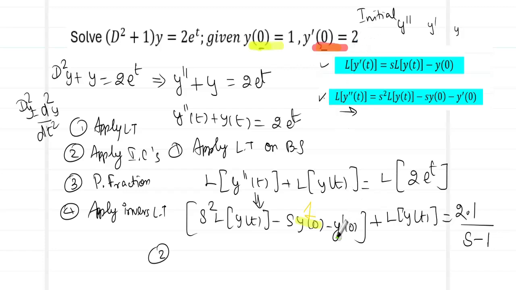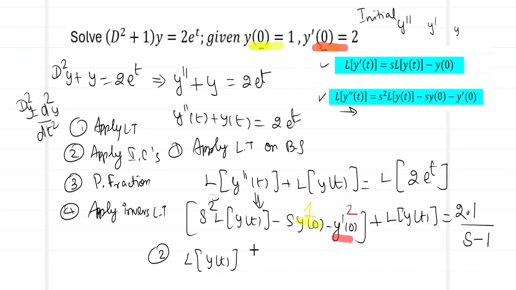Where is my y dash of 0? Here is my y dash of 0, which I replace as 2. So now I have s square Laplace of y of t minus s into 1 minus this quantity, which becomes 2, plus Laplace of y of t. After that, what we do is we try to collect the Laplace of y of t.